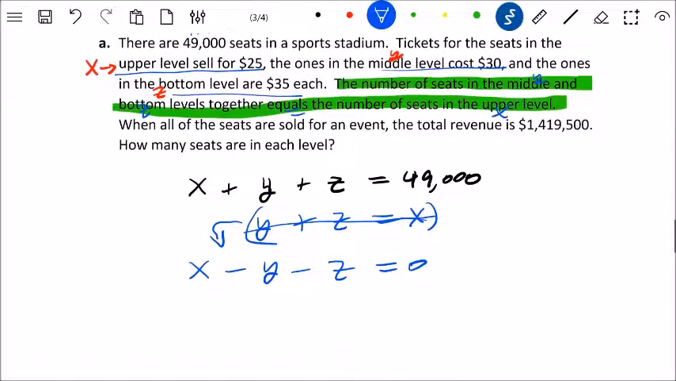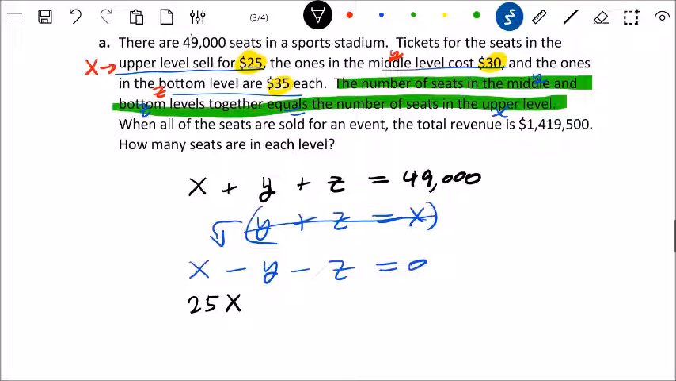Now, the next equation has to do with the money parts. So 25 for X's, 30 for Y's, 35 for Z's. We're going to do 25 times X. That's the amount of money. If I sold 1 seat for the upper level, I'd have $25. If I sold 10 seats, I'd have $250. So it all depends on the number of seats. We don't know what they are yet, but we know the pattern. Same thing with the Y's and the Z's. That equals the amount of money, which is 1,419,500.